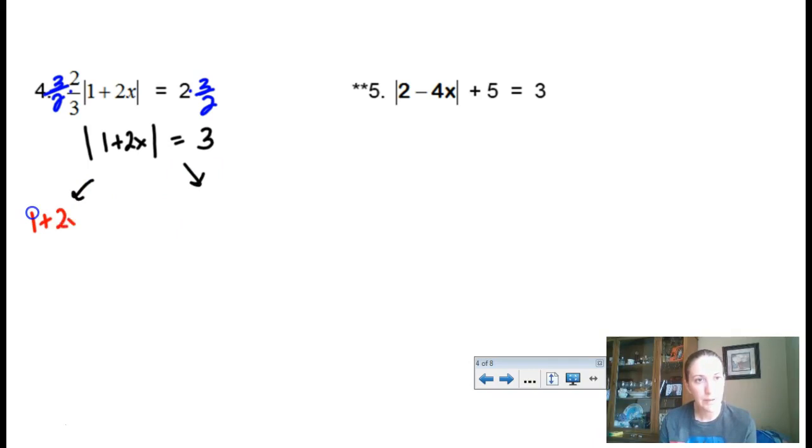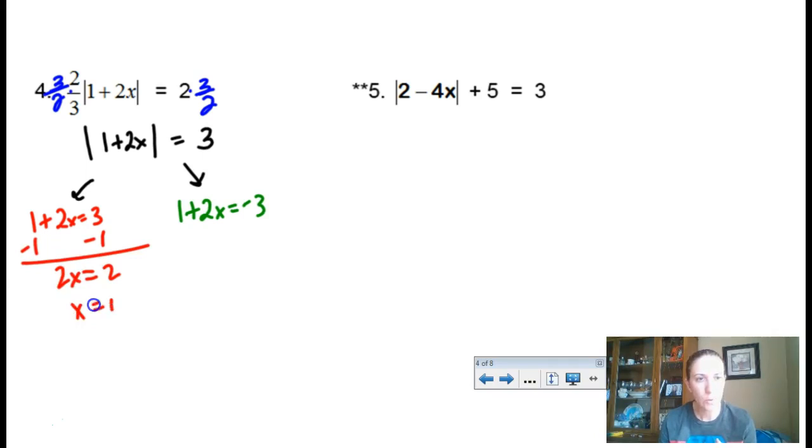So 1 plus 2x could equal 3, or 1 plus 2x could equal negative 3. And then we solve. Aren't you glad that you're a wonderful equation solver at this point? All right, keep solving. And you get two solutions, both of which are correct. x equals 1 and x equals negative 2.